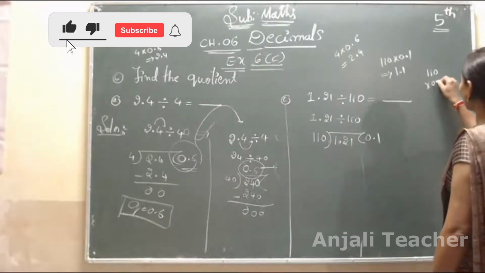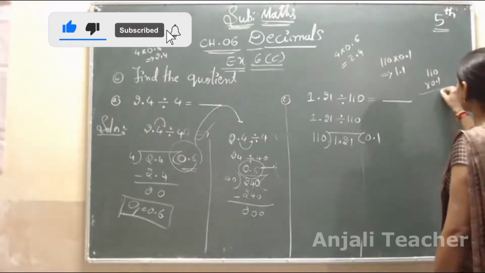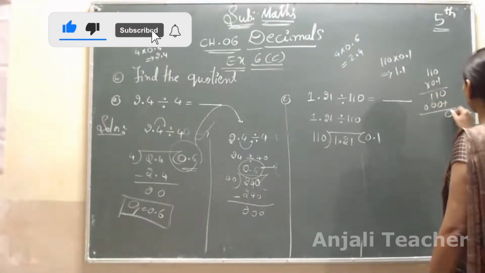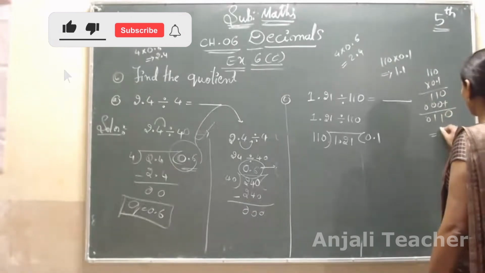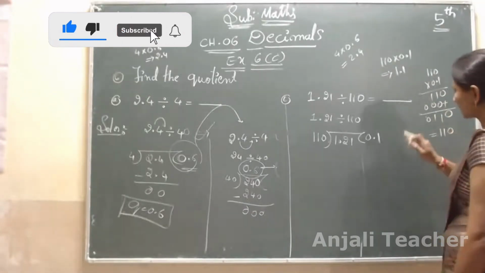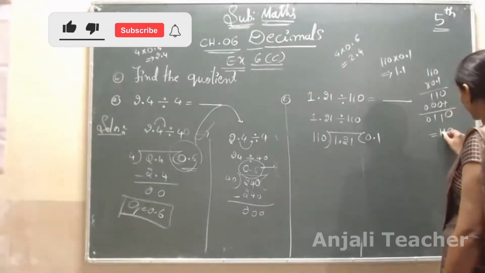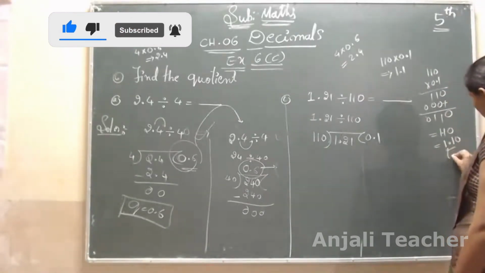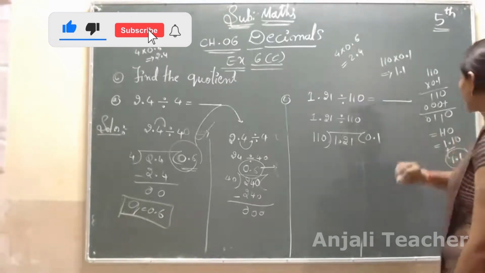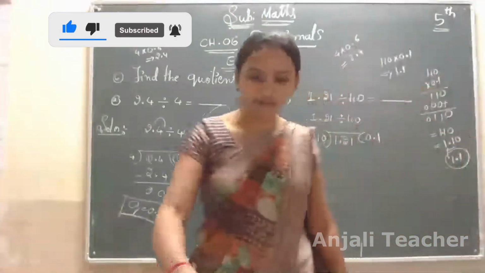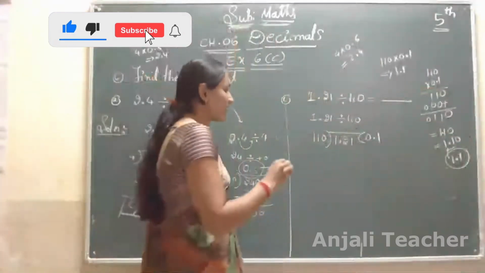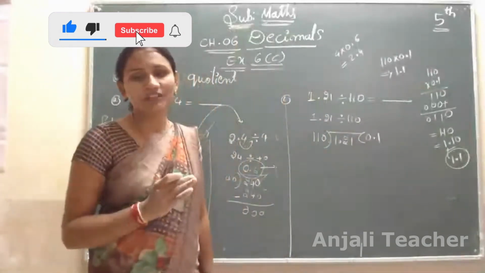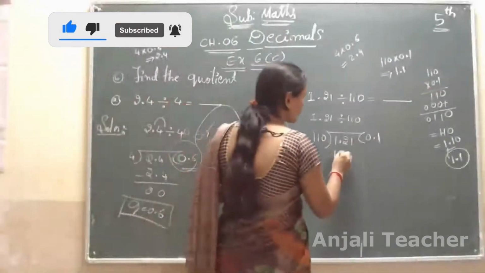110 into 0.1. So 1 into 1 is 1, then 0, again 0. What is the value? Here it is 1, 1, 0. That 1, 1, 0 means, students, the number of points gives 1.10, so we have to consider 1.1. Now we take 110 into 0.1, and the value is 1.1.